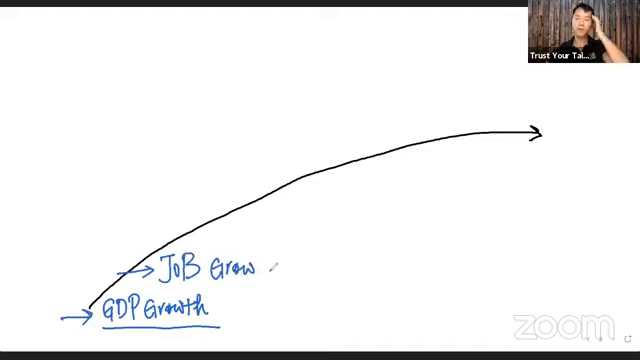Okay, so if you even just think about gross domestic product, that means at the very minimum, the economy is producing once again. So in order for the economy to continue to produce and increase production, it needs a labor force. And this is why job growth immediately follows GDP growth, typically speaking.